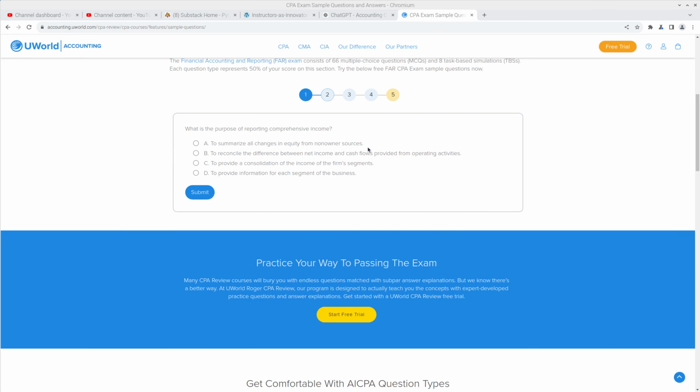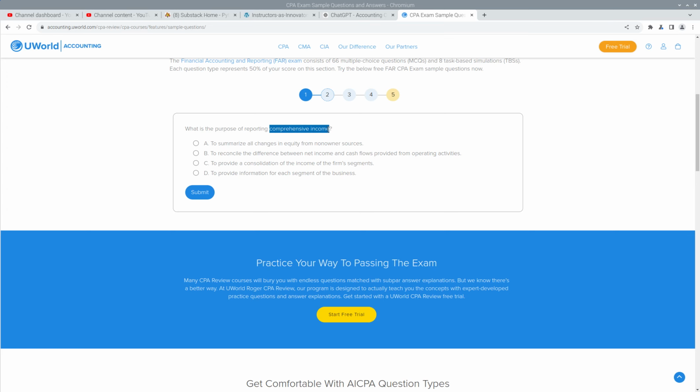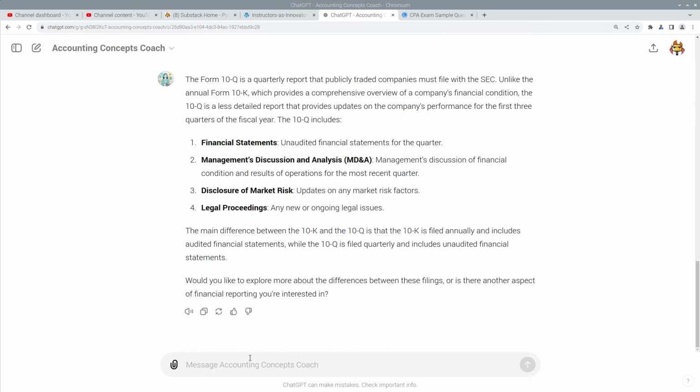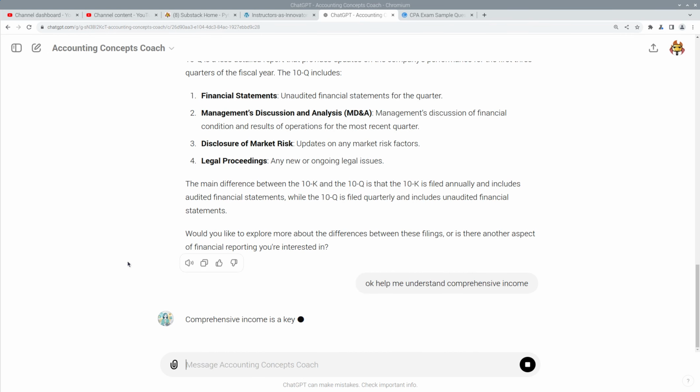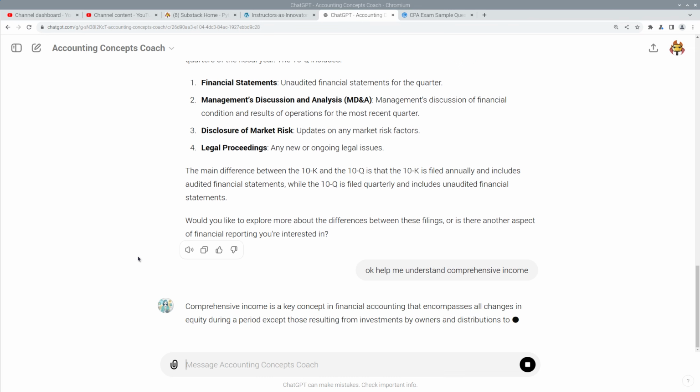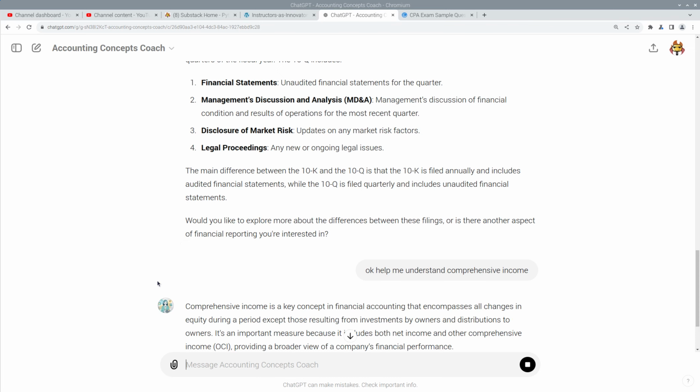All right, so now we have a more interesting topic. What's the purpose of reporting comprehensive income? So maybe let's ask it to teach us a little bit about comprehensive income. Let's say we don't know anything about it. Okay, help me understand comprehensive income. So comprehensive income is a key concept of financial accounting, encompasses all change in equity during a period except those from investments by owners. Okay.